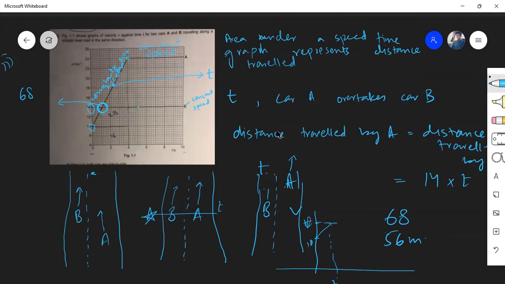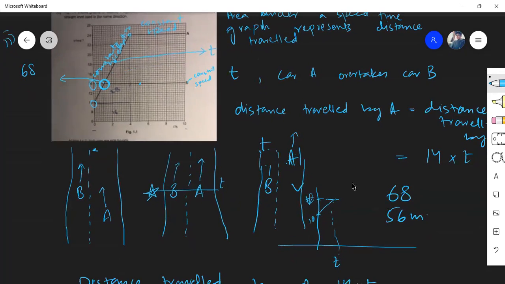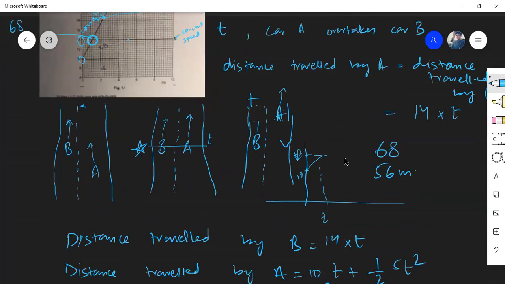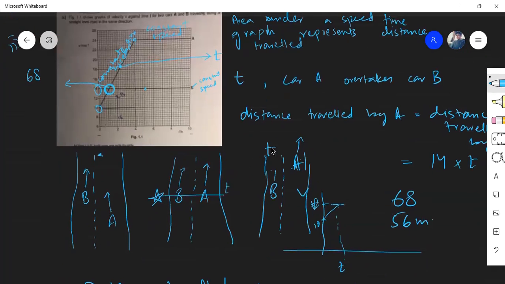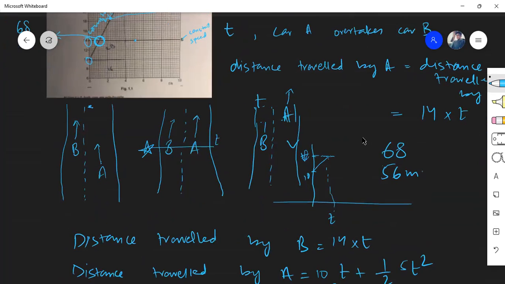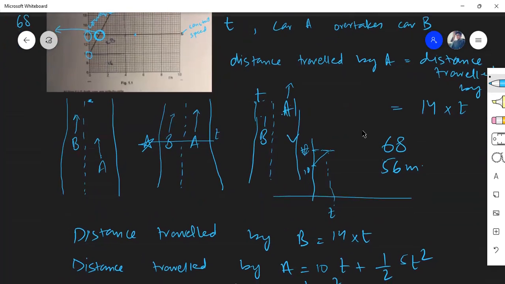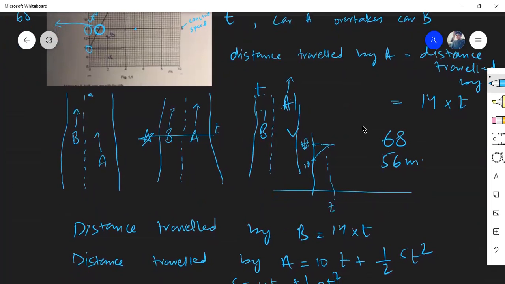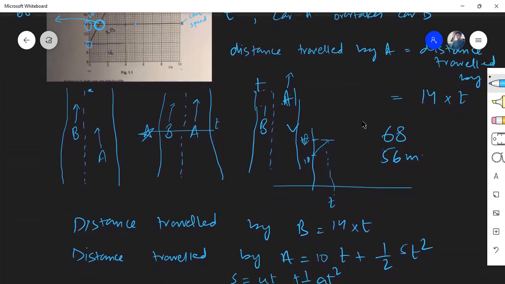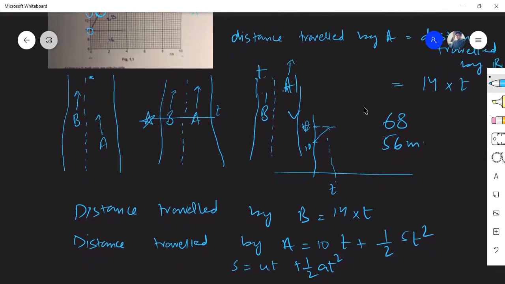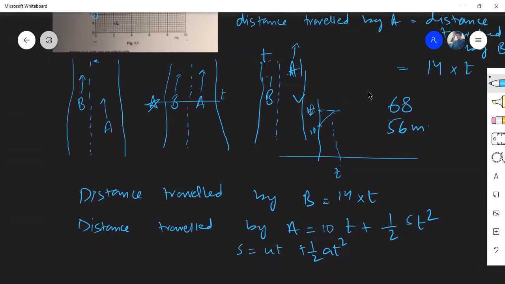We can find the acceleration as well. Do you know how to find the acceleration? Change in velocity over time. So the velocity changes from 10 to 24 in 4 seconds. The change is 14 meters per second, and it came over a time of 4 seconds. So 14 divided by 4, which is 3.5.